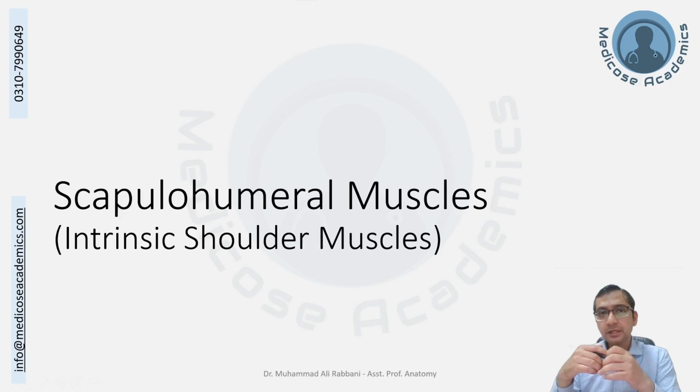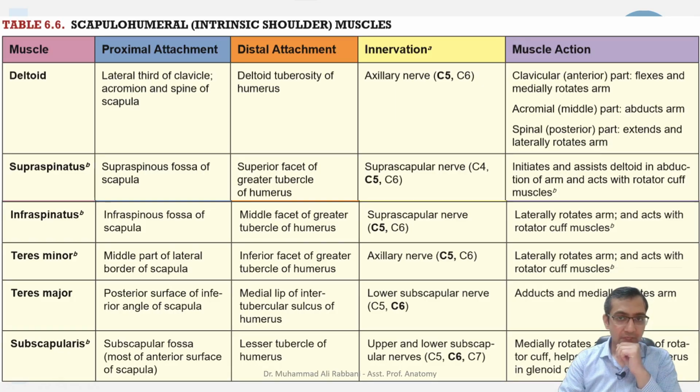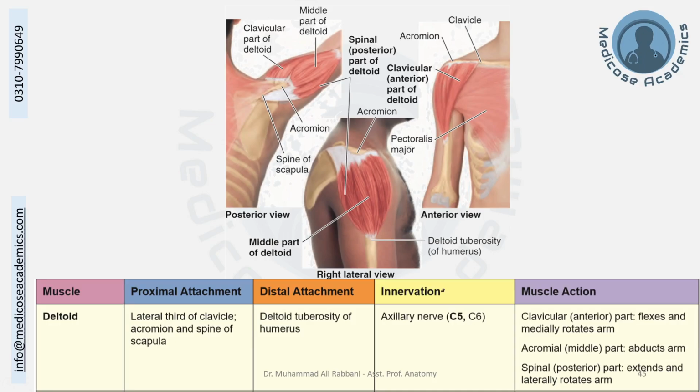Although technically biceps and triceps can be considered scapulohumeral muscles because of the attachment of their long heads to the scapula, we will leave that discussion with the arm, along with the coracobrachialis muscle. So here is a picture, a screenshot if you want, from Keith Moore's anatomy regarding origin and insertion. Let's dive into them one by one.